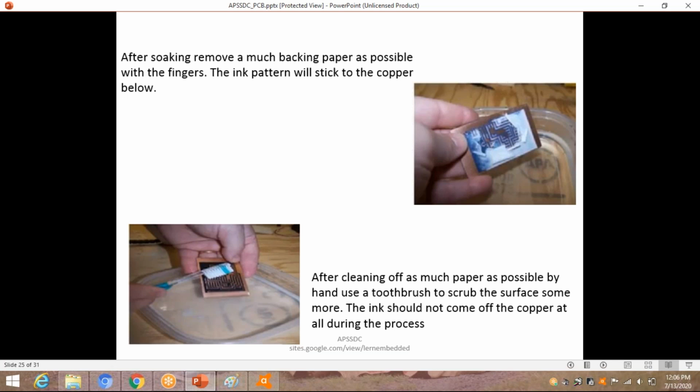Is it clear, guys? But in manufacturing companies, there is no need of all this. There will be machinery for printing the PCB designs into the PCB boards. You can read this point. After cleaning off as much paper as possible by hand, use a toothbrush to scrub the surface some more. If you rub it hard, the print may get damaged. You need to be still and rub it gently.